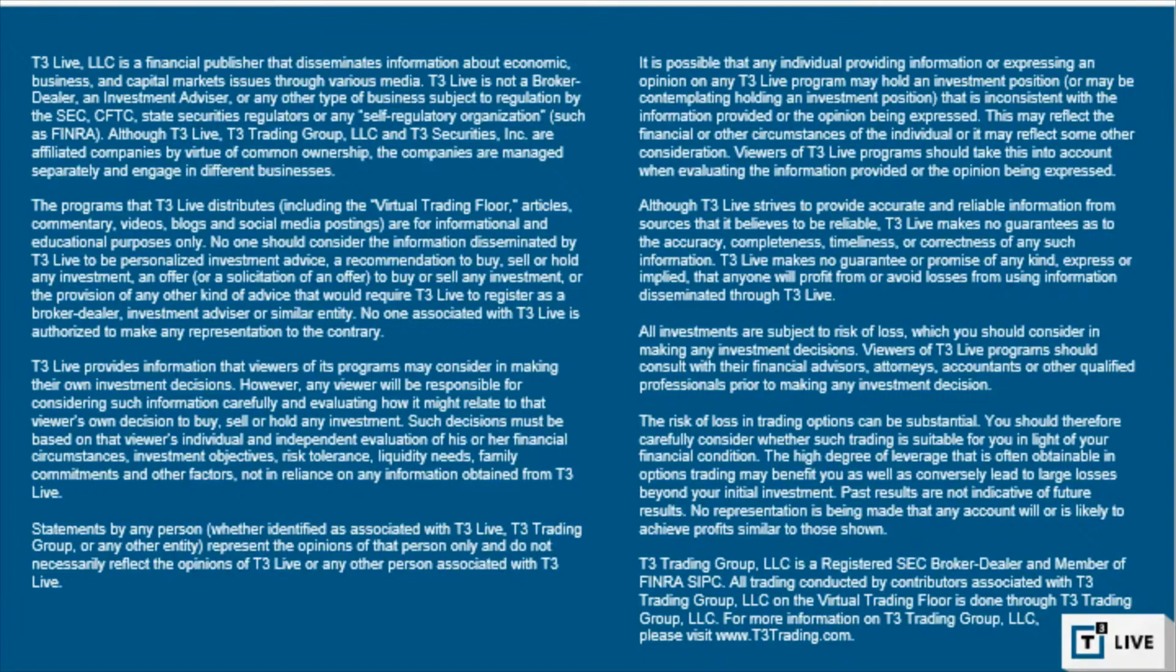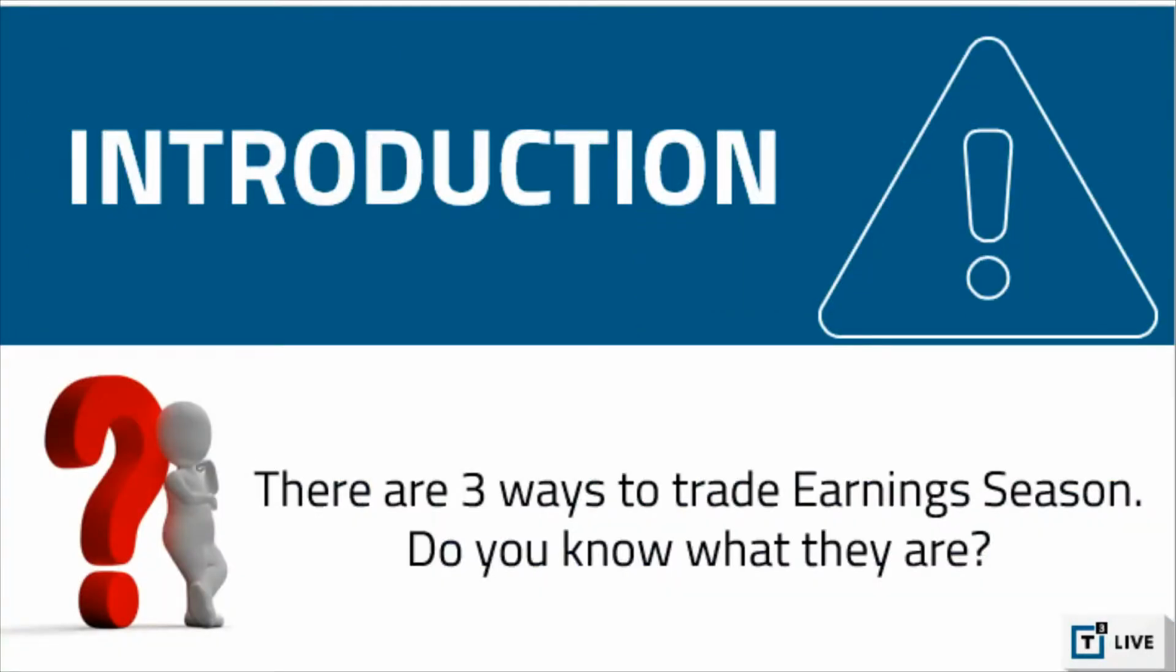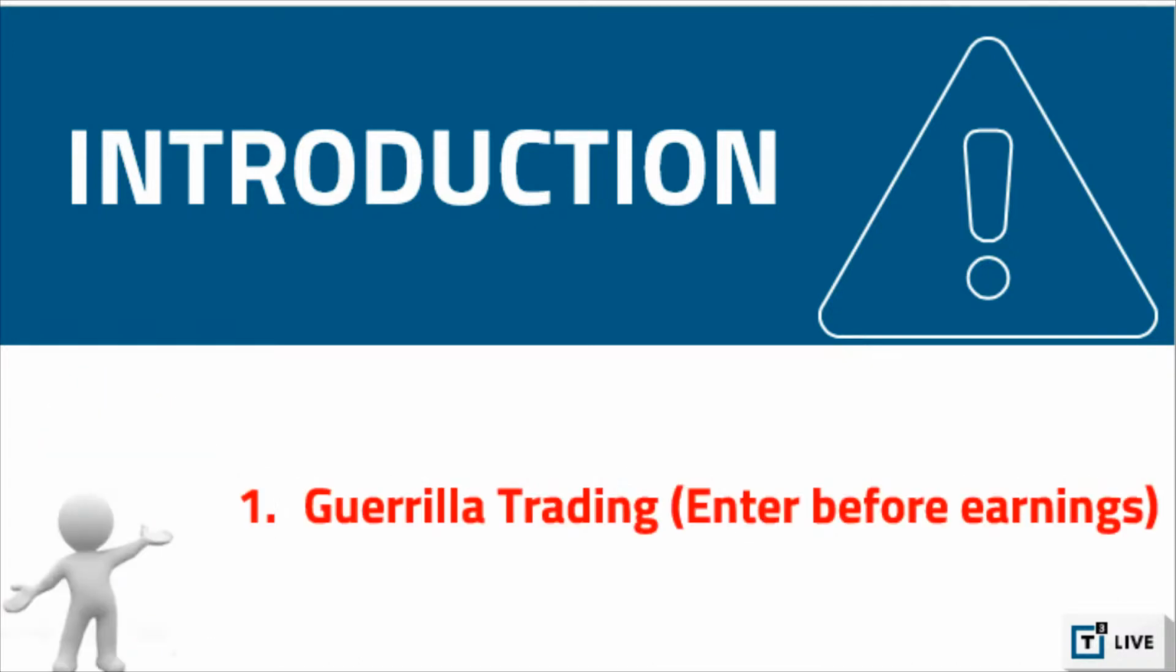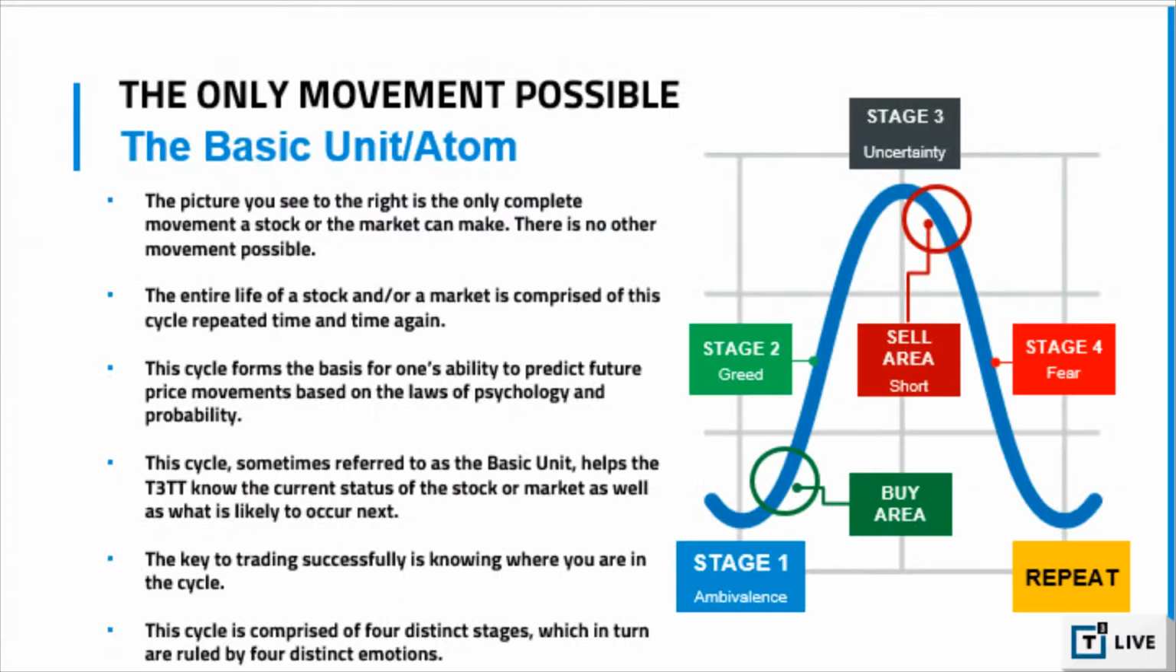All right. Next is, we said there are 3 ways to trade the earnings season. The first one is through guerrilla trading, which is when you enter before companies report earnings. I just call it earnings plays or something, but it's really called guerrilla trading because it utilizes a sniper's approach of hit and run. Okay, now I do it based on this basic unit, that you should all be familiar with. It's how all stocks move on any and every time frame.